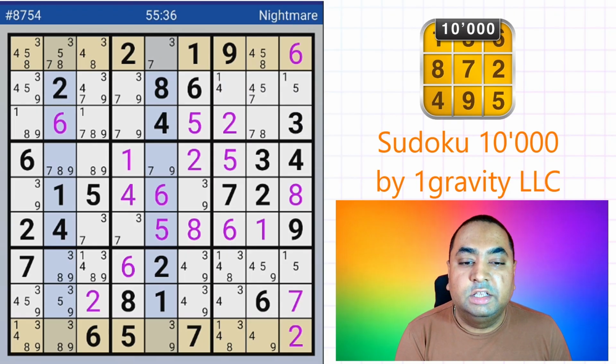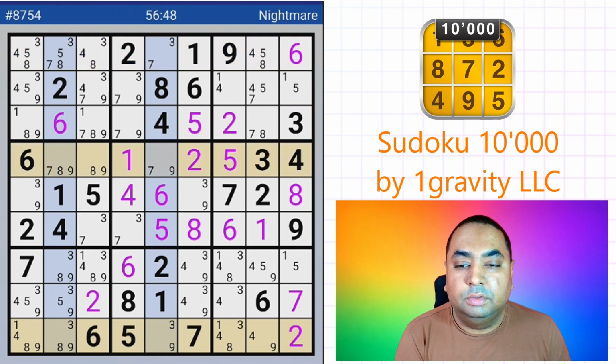Now this is again an X-wing where 3 is highlighted. Okay, for number 3, again this is a finned X-wing, as we see a fin in the 7th block. So 3 can be removed in block 7. So this is a finned X-wing technique. Now we'll see the next step.